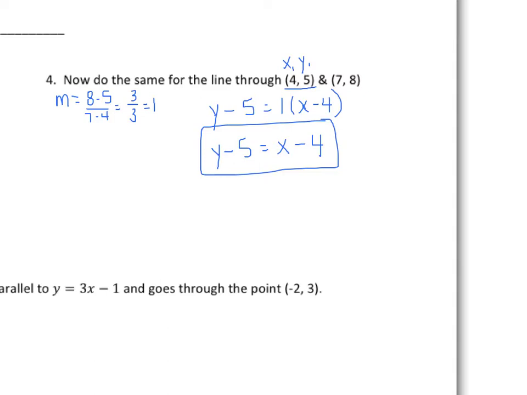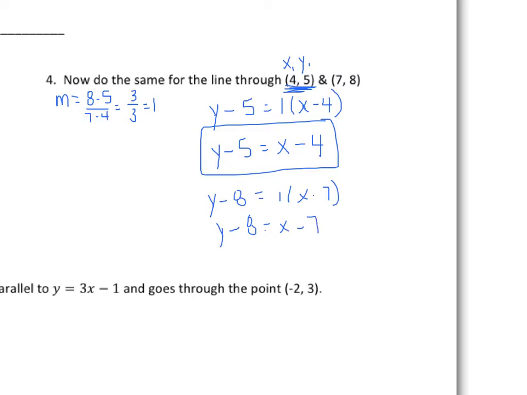Okay, so hopefully this is the equation that you got, y minus 5 equals x minus 4, and that's with using the first point. If you used the second point, then you would have gotten y minus 8 equals 1 times x minus 7, which would be y minus 8 equals x minus 7.